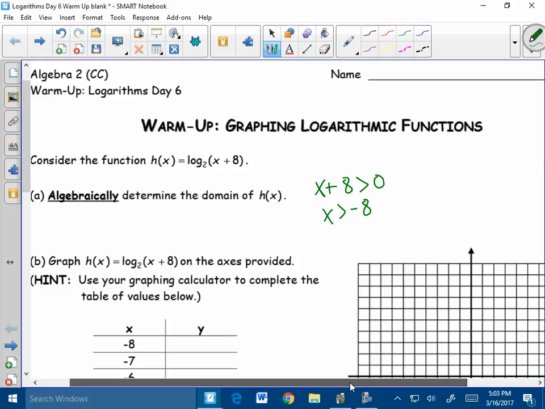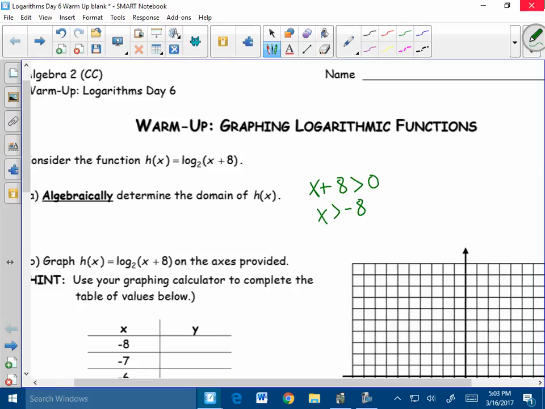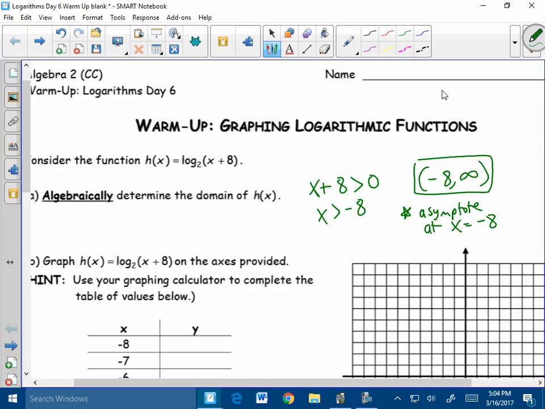It doesn't say to write it in interval notation, but we can because it's good practice. All x greater than negative 8 means I'm going from negative 8 to infinity, not including negative 8 in my domain. That's actually a clue for my graph: there's going to be an asymptote at x equals negative 8. So that's a helpful tip for later.